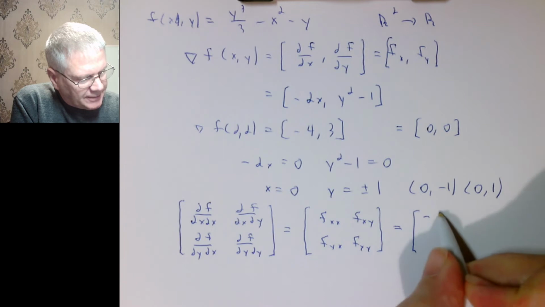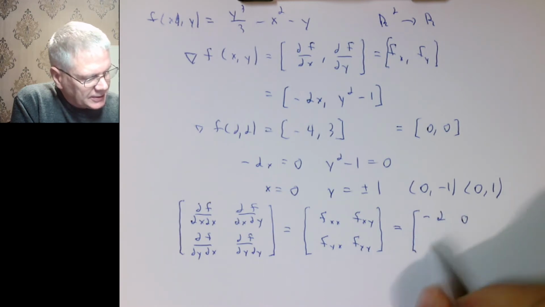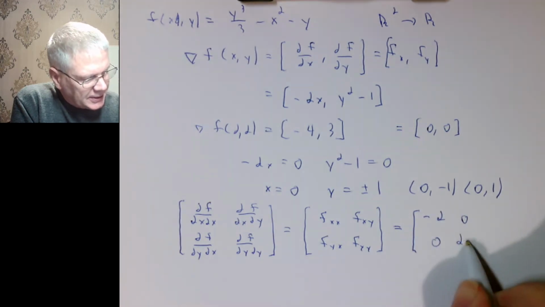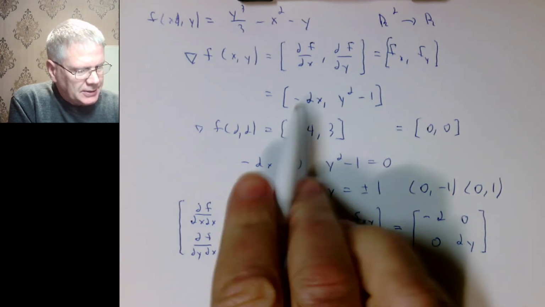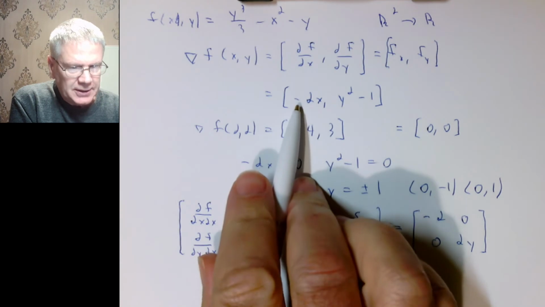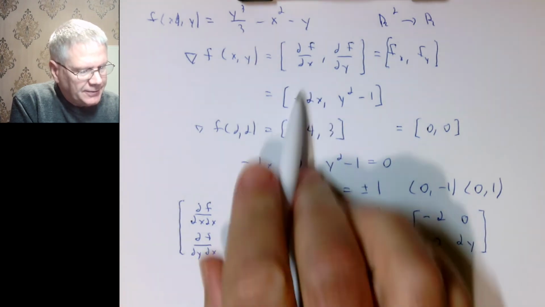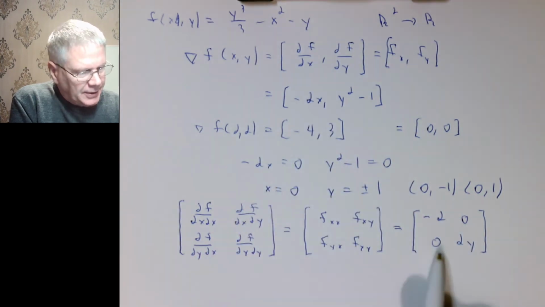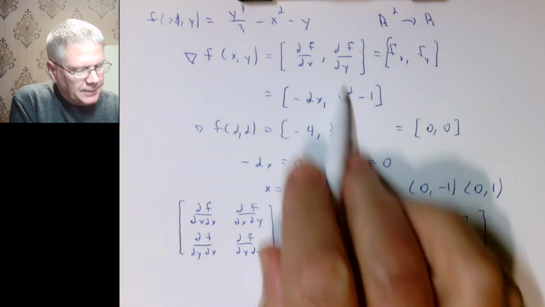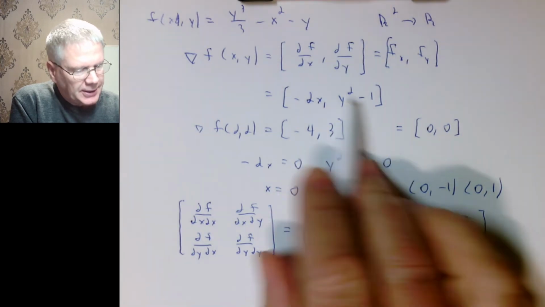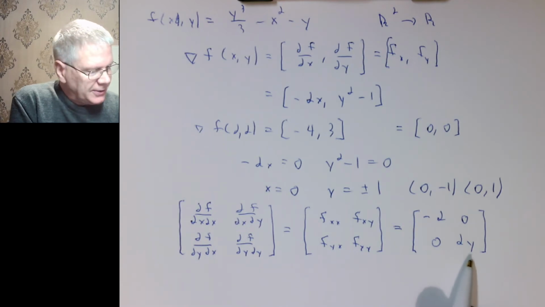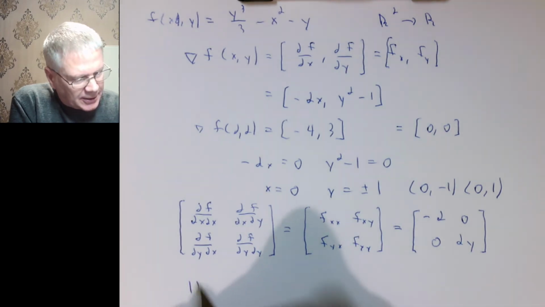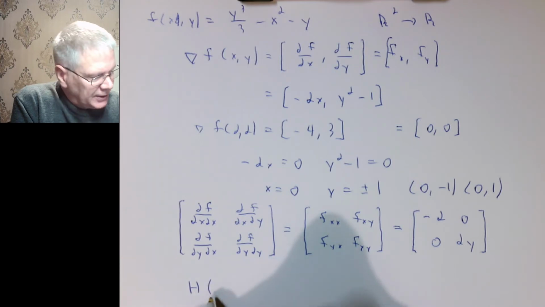And we have -2, 0, 0, and 2y. So the -2 is the x derivative of the x function here. The y derivative of that is 0. The x derivative of the y function is 0, and the y derivative of that is 2y. So that's how we get that. And we want to evaluate that at our points.